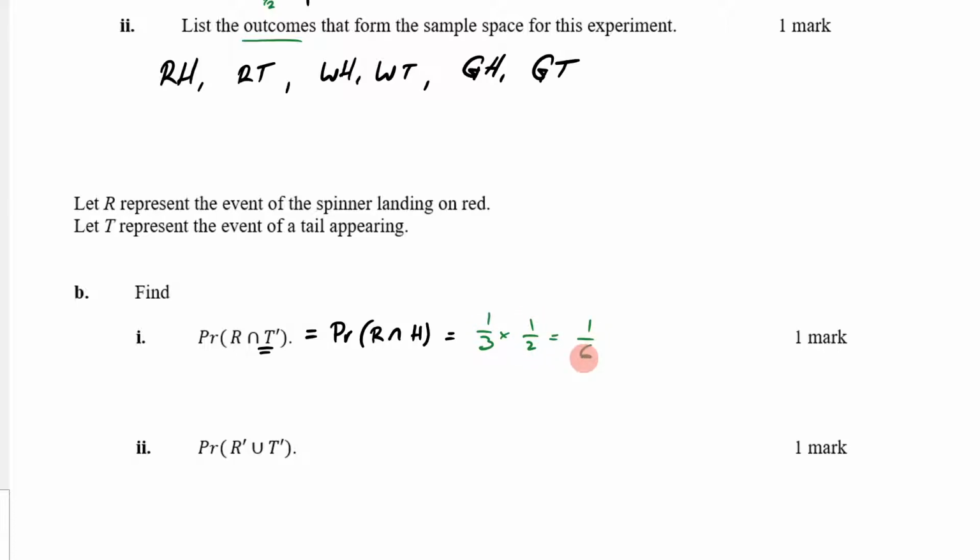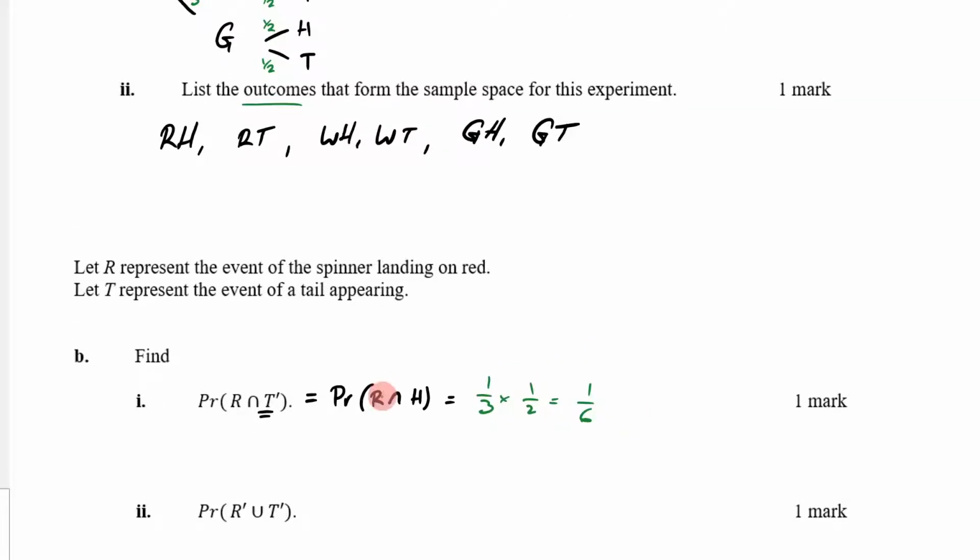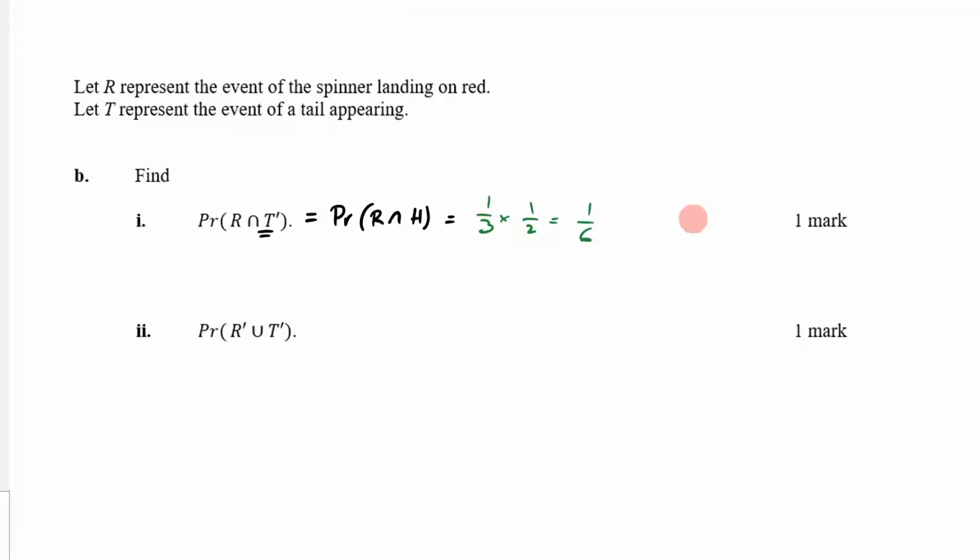Another way you could answer this one is simply going, well, when do you get both a red and a head? Well, the only time you both get a red and a head is right here. That's the only one. Now, you have a total of 1, 2, 3, 4, 5, 6 options, and one of them works. It's 1 on 6. So you could have just used your sample space to answer this as well. That's a viable alternative.